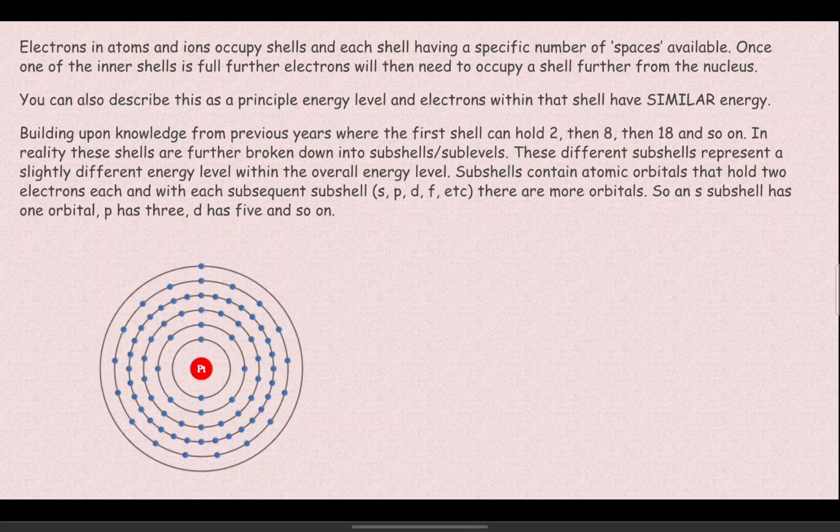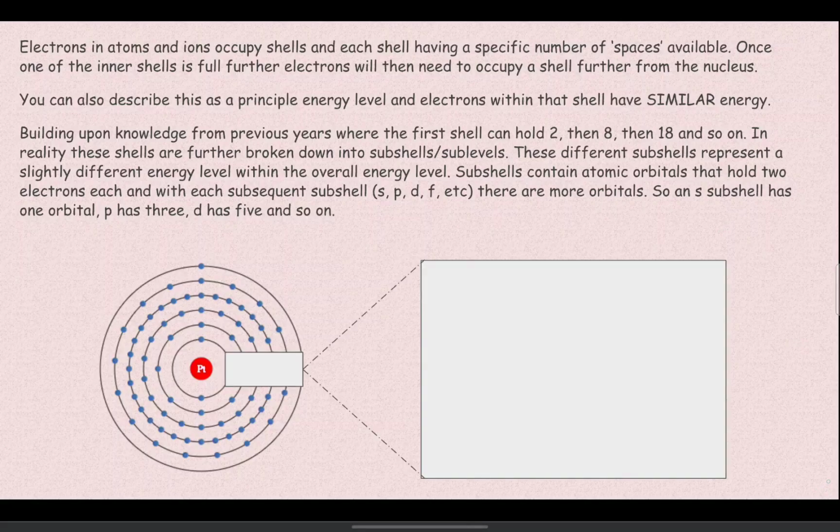These subshells contain atomic orbitals that hold 2 electrons each, and the subshells are named s.p.d.f, with more orbitals in each subsequent subshell. For example, an s subshell has 1 orbital, a p has 3, a d has 5, and so on. That'll become much more clear later on. So we'll have a look at the platinum ion there.